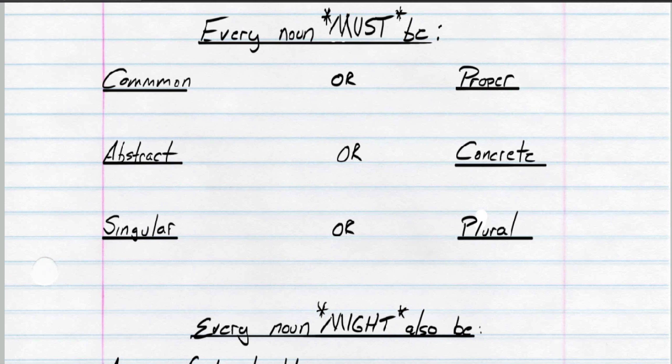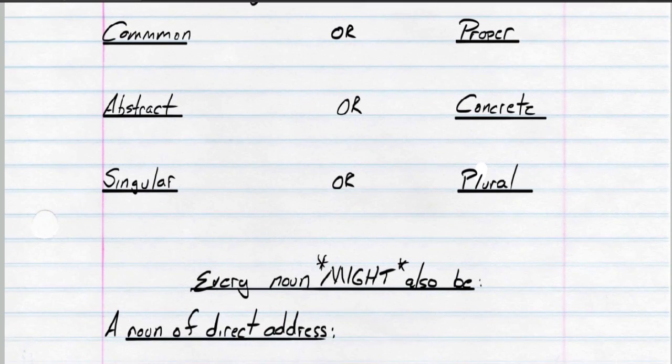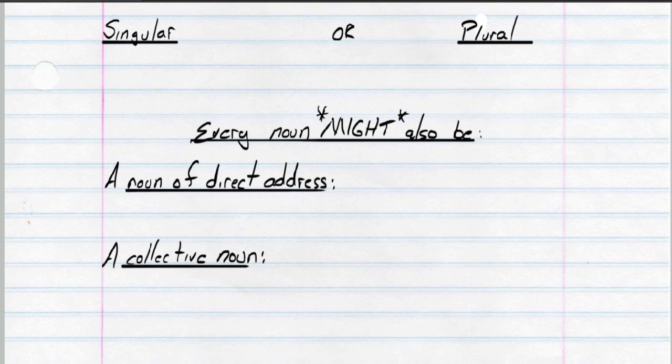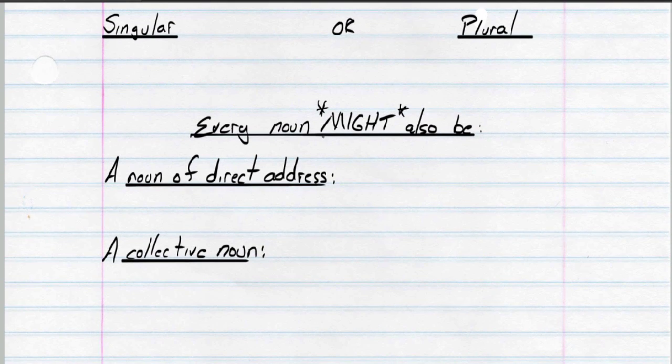After that, I'd like you to skip 3 lines. Move the last note to the top of the page. You're going to skip 3 lines. And then you're going to put down every noun might also be. I want you to underline all that. I want you to put asterisks around the word might. Might also be. Every noun might also be.